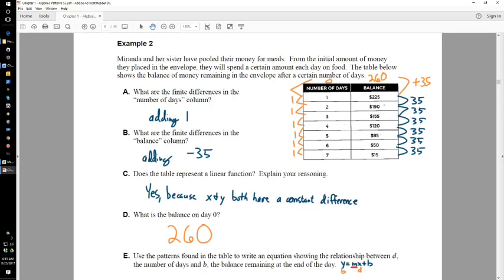So 35 divided by the 1, that's your rate, and your starting point is where x is 0. So your equation is B equals 35D for days plus $260. And I made a big mistake here, because we're not going up $35, we're going down $35, so it's negative 35. And that would be the equation we wrote for this.